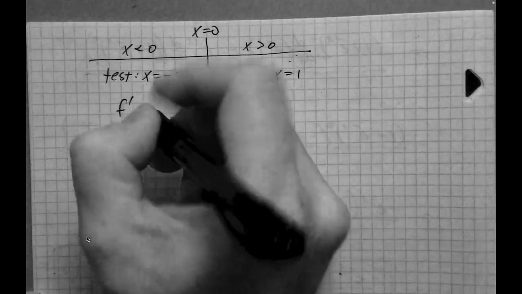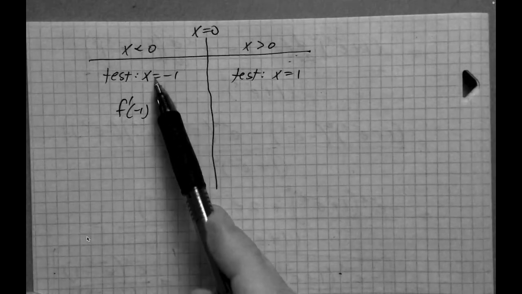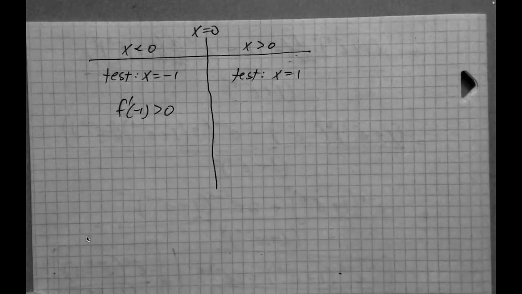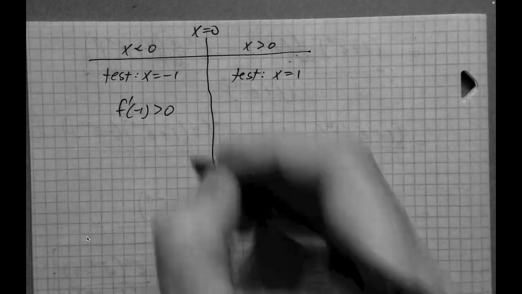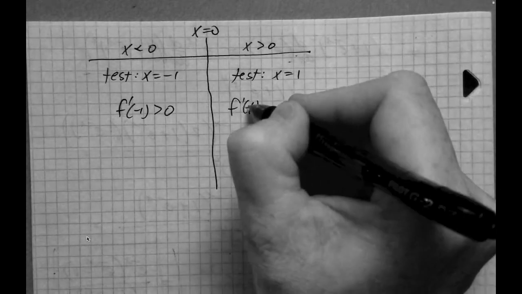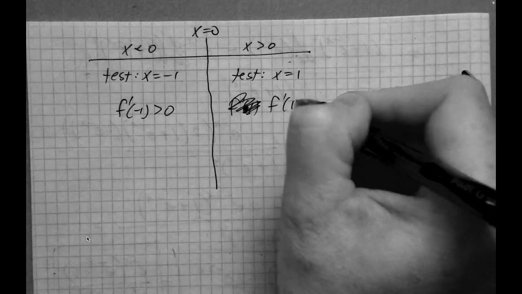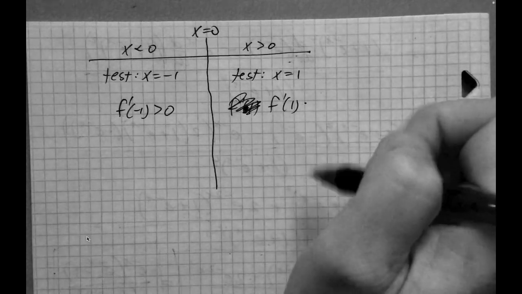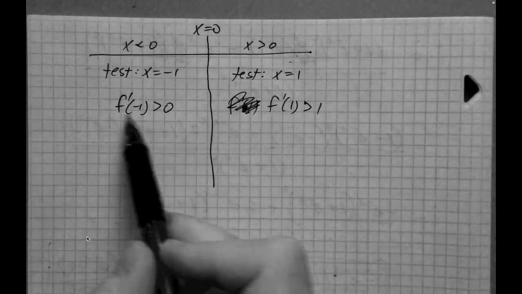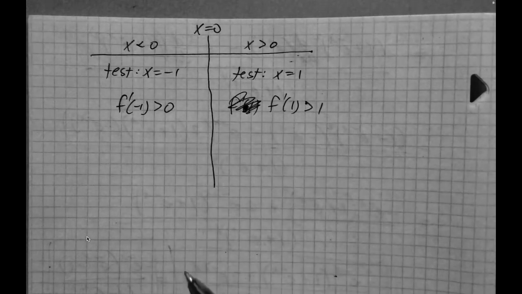Plugging in the value for the derivatives. When you plug -1 into the first derivative, you get a positive value. When you plug in +1, what do you get over here? You get a positive value as well. So that means the function is increasing on the entire real number line. Okay, that's what those two pieces of information tell you.